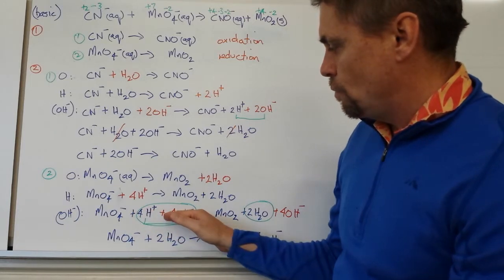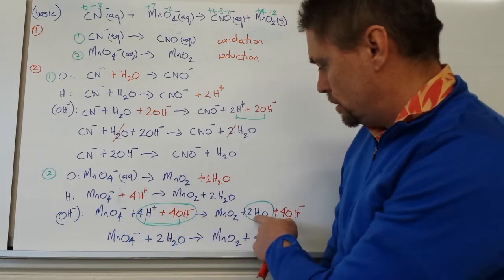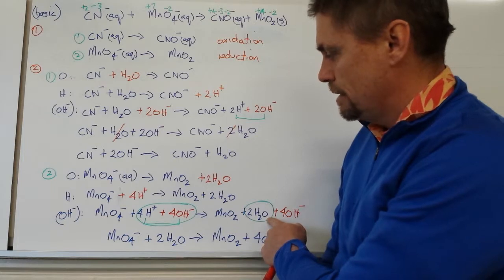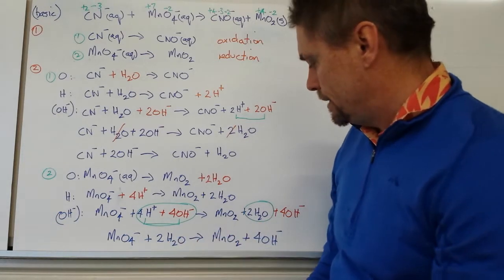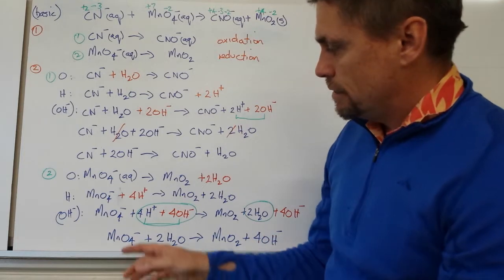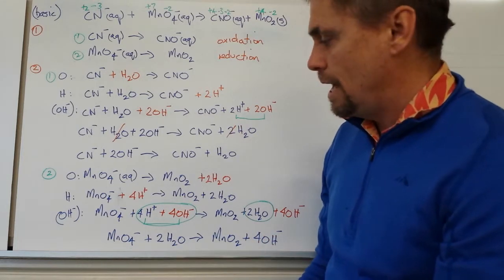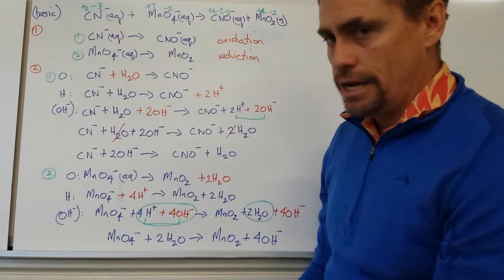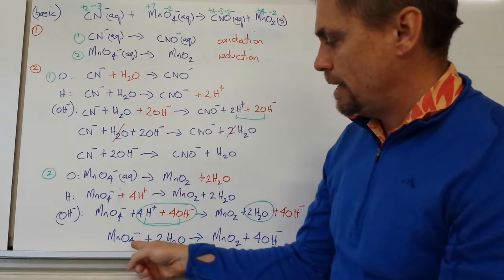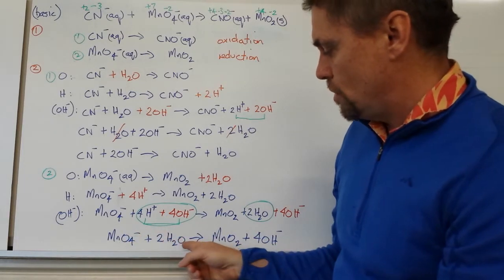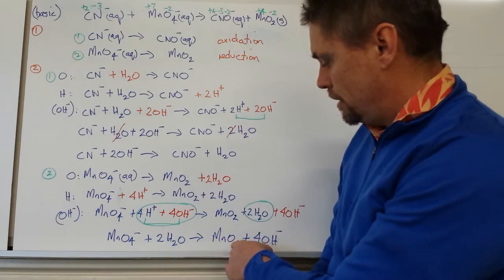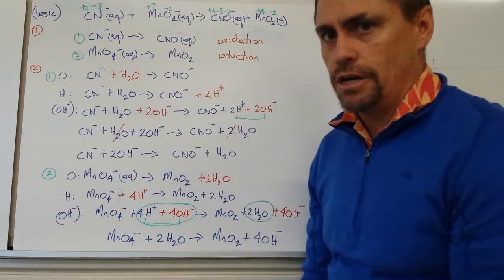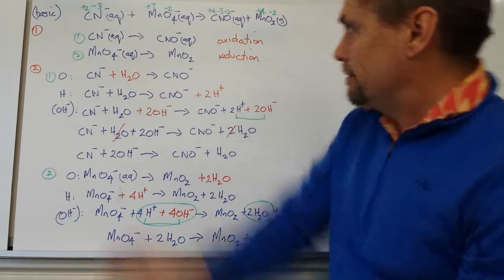We've got 4 lots of water molecules here, 2 lots of water molecules on the right hand side, which leaves us with an excess of 2 water molecules on the left, none on the right. So our full half reaction for our reduction reaction is 1 lot of permanganate ions plus 2 water molecules gives us 1 lot of manganese dioxide plus 4 hydroxide ions. We're getting closer.